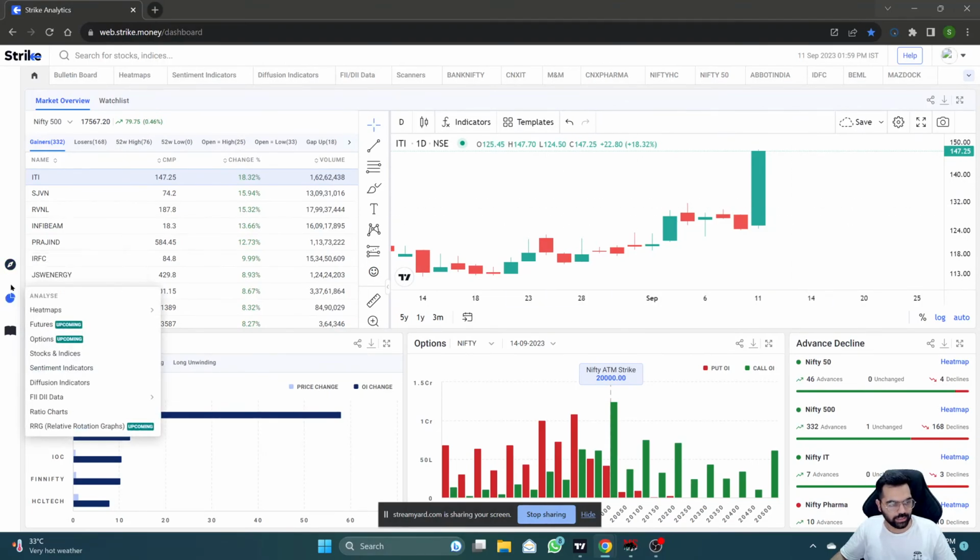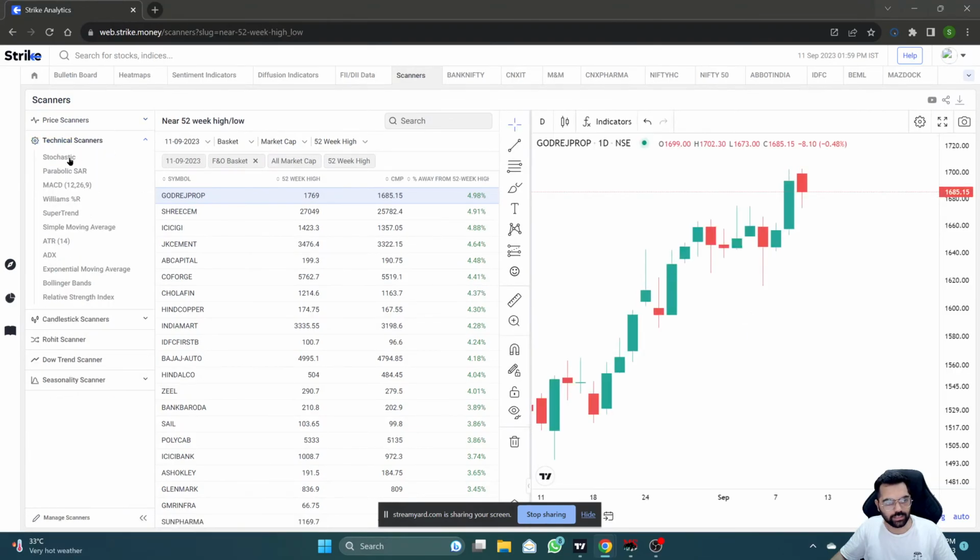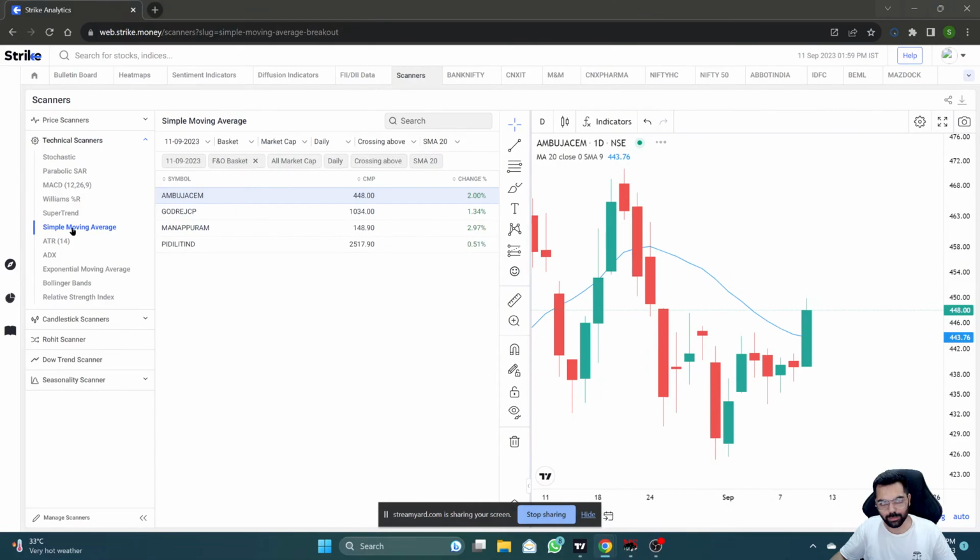And the second big thing we have done is in the scanners. Now you get a new module known as technical scanners, within which we have given you a lot of predefined indicators and you can choose any of them. For example, if you would like to use simple moving average, you choose the stocks on which you would like to run it, on which time frame you want to run it, and which condition you want to see. So I want to see which stocks are crossing above, let's say, 20 moving average, so I get the list. A lot of scans have been predefined for you.